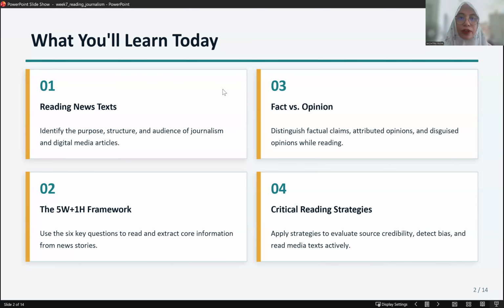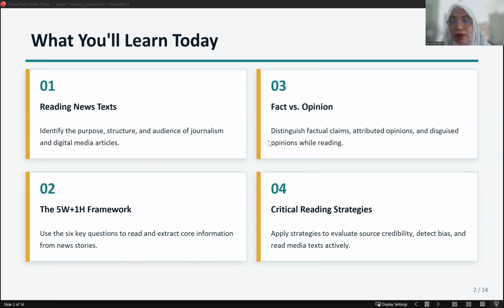Okay, so this is what we'll learn today. First is reading news texts: how we can identify the purpose, structure, and audience of journalism and digital media articles. Then you learn about the 5W plus 1H framework. These are the basic questions in article writing. These are the 6 key questions to read and extract core news information from news stories.